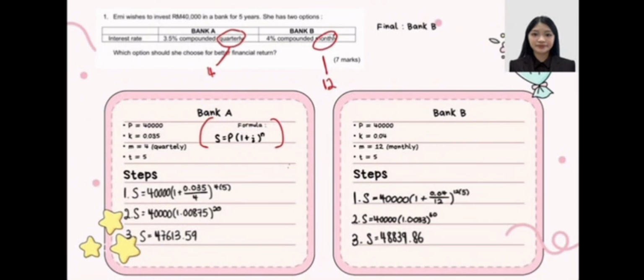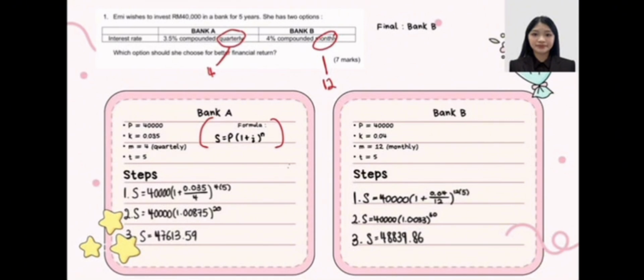For step 1, let's use the formula and fill in the information that we sorted out earlier. So S equals 40,000 bracket 1 plus 0.035 over 4 bracket to the power of 4 times 5. We simplify it and get 1.00875, and 4 times 5 is 20. So the final answer is 47,613.59.